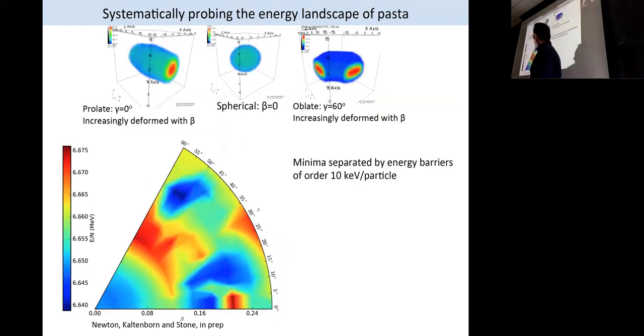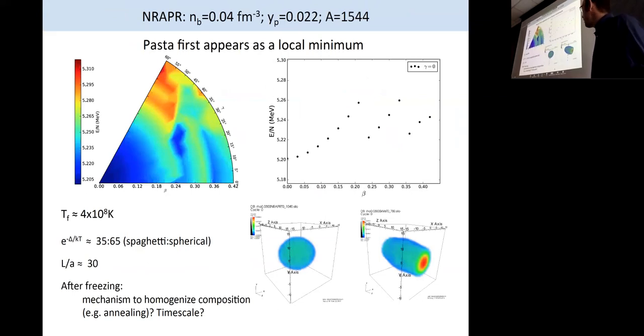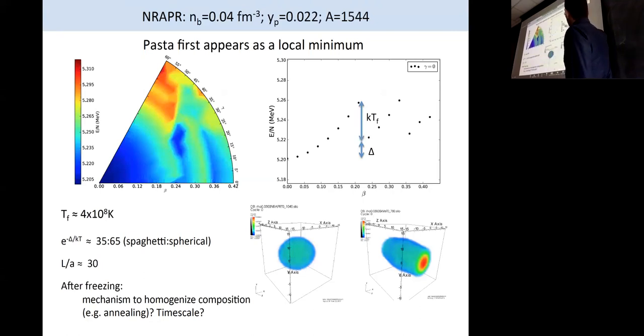So we've been doing this and mapping. The colors here indicate the energy per particle, and you see there are multiple low-lying minima separated by energy barriers of the order 10 keV per particle. And you can estimate a couple of things. You can estimate the temperature at which thermal fluctuations can jump you from one local minimum to another. And you can estimate how these various local minima will be populated by different pasta structures.